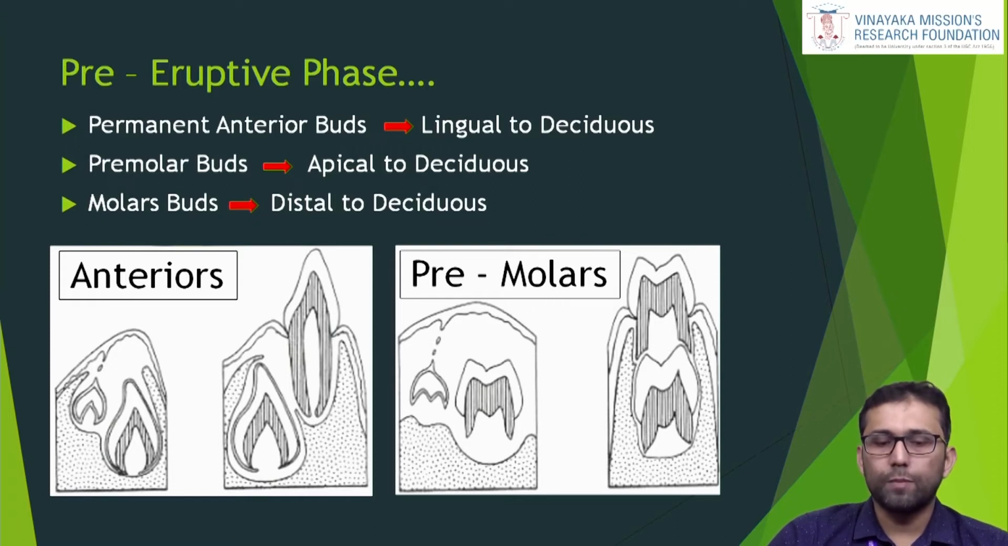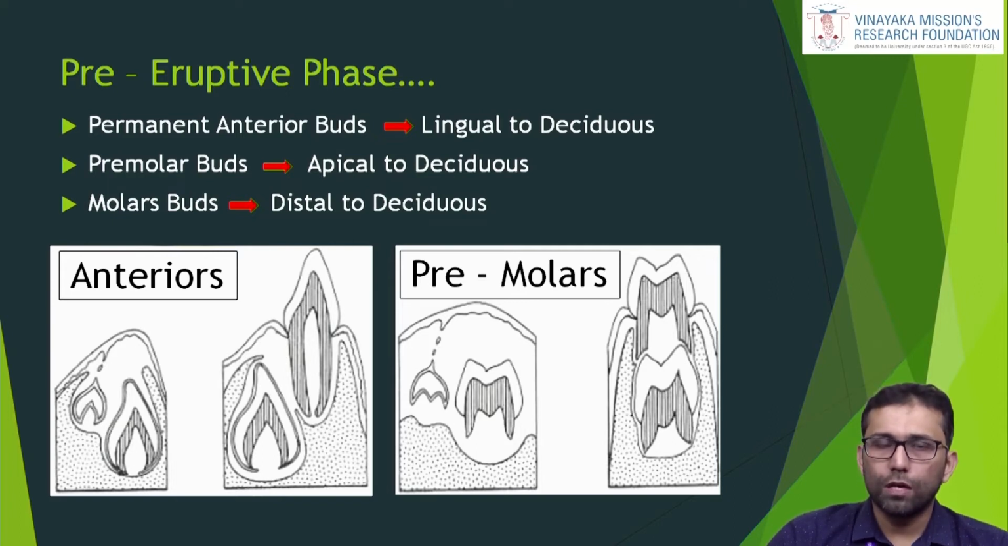If you see a permanent anterior tooth bud, it is always present lingual to the deciduous anterior tooth bud, as you see in the picture on the left side. You will see the permanent successor, or the tooth bud, is present lingual to the deciduous tooth bud. Whereas in the case of a premolar, the tooth bud is exactly present under the roots of the deciduous molars. So from there it will start erupting.